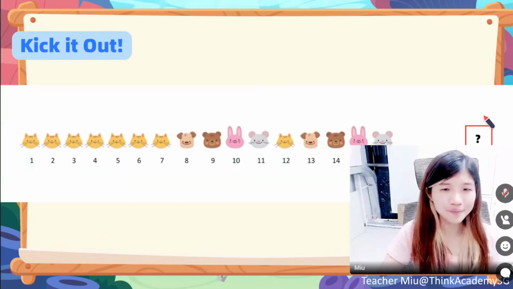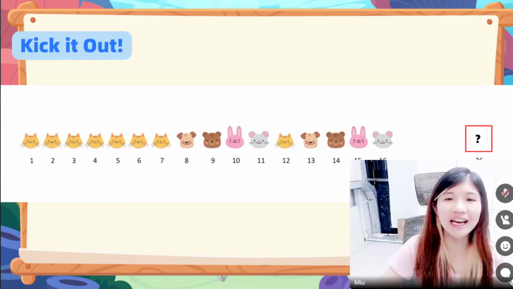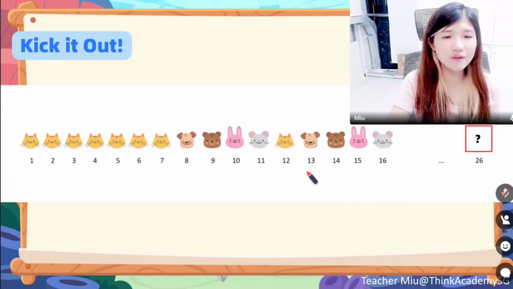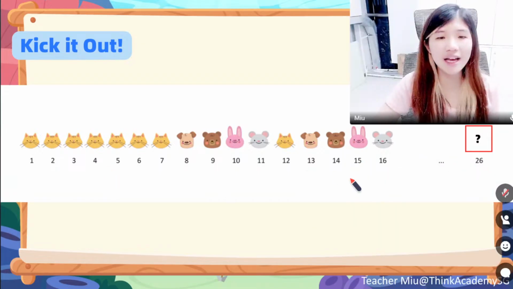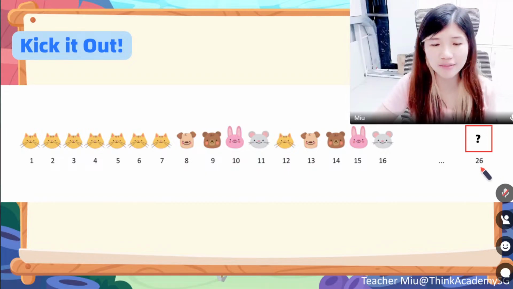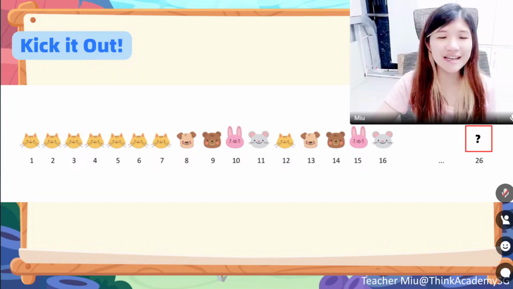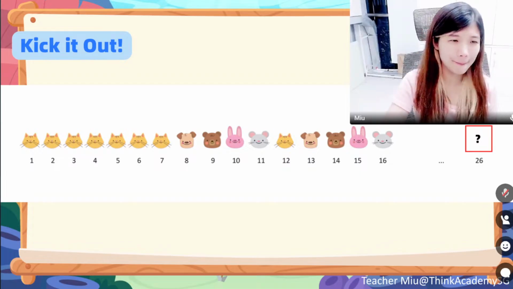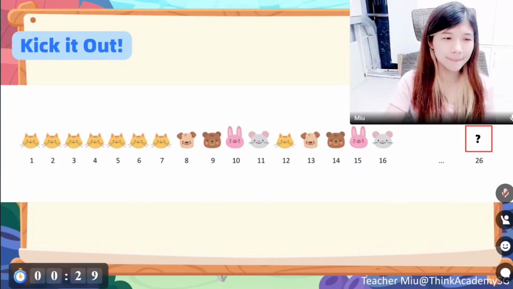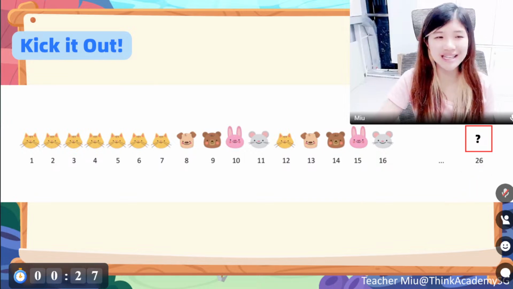But this one is about kicking out. Now we have so many animals arranged there. Now I need you to find out the patterns and find out number 26. Who is it? I will give you 30 seconds to think about that. Who is that number 26 animal?